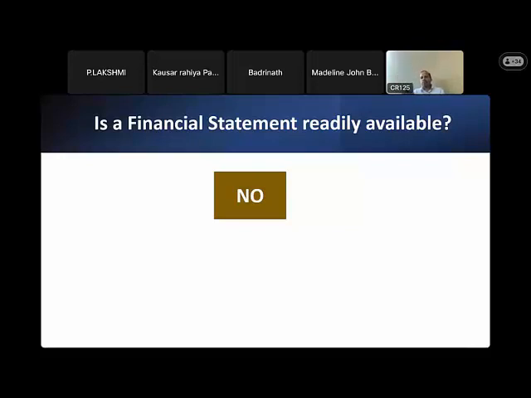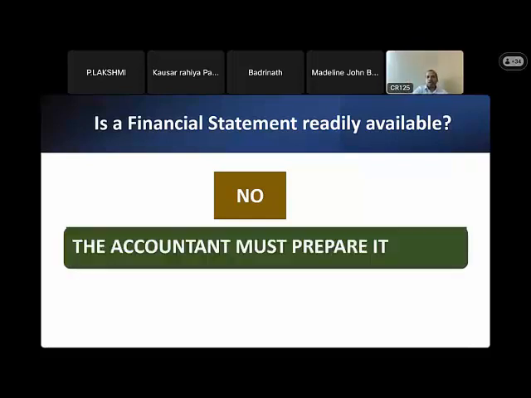The financial statement isn't available readily. Somebody can't just go and take a print and give it to the management. It doesn't happen that way. So how does it happen? We again have to go back and identify those ingredients, and those ingredients are basically, I will discuss.